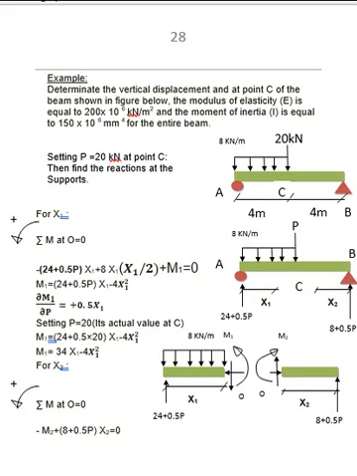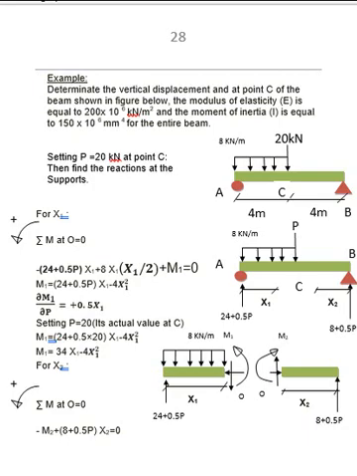Lecture 4 part 2. In this lesson we will take another example to find the deflection by Castigliano's method. Example: determine the vertical displacement at point C of the beam shown in the figure below.